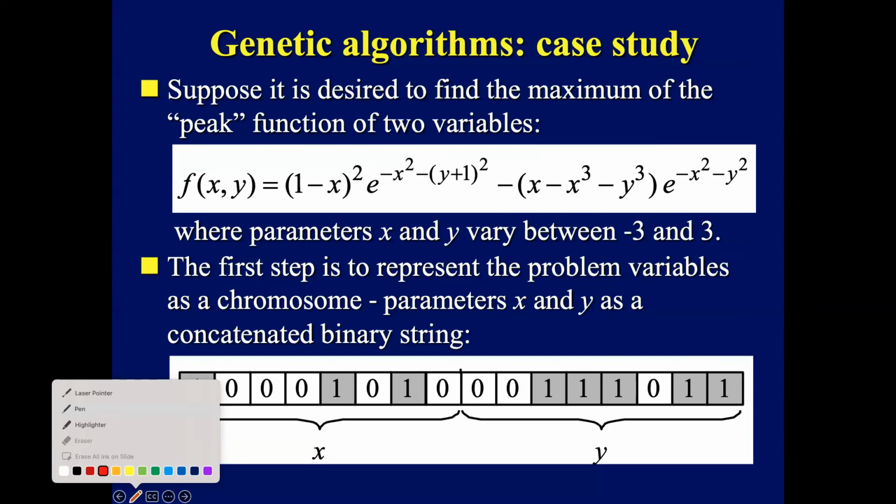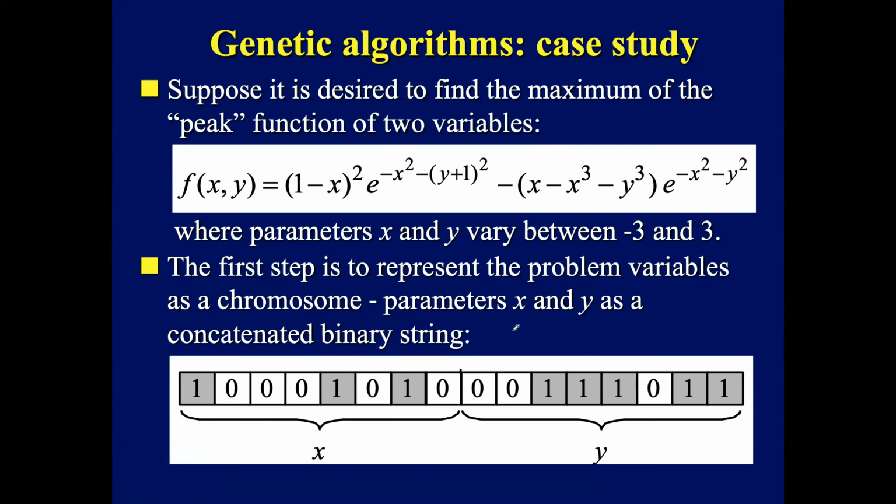Okay, so here we have another mathematical function whose maximum or peak point we need to find using genetic algorithms. Suppose it is desired to find the maximum of the peak function of two variables. So this time our function has two variables, x and y, and the expression is on the right here. We have 1 minus x squared e to the power negative x squared minus y plus 1 squared, minus x cubed minus y cubed e to the power negative x squared minus y squared.